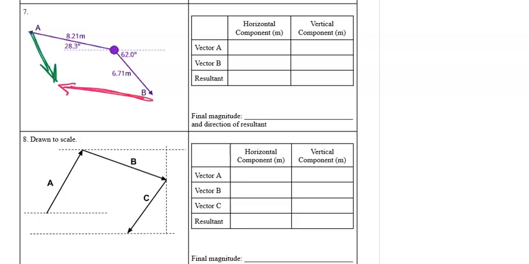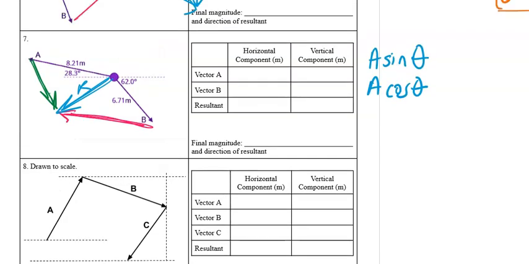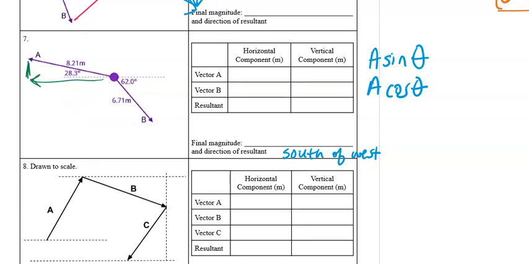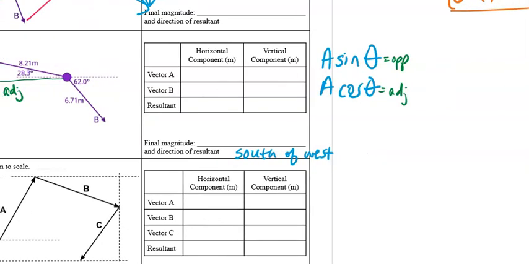So number 7, here's my resultant. Looks like it's south of west. Okay, now I'm going to erase that, and I'm going to look just at each vector by itself. So this is the A vector by itself. My angle is going to be 28.3. I've identified my opposite and adjacent sides.